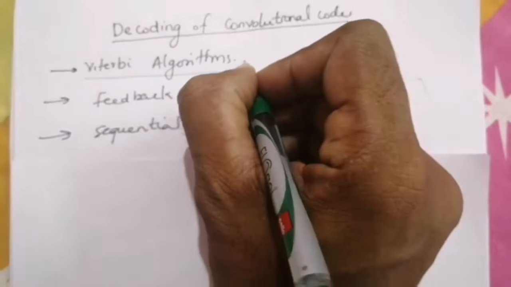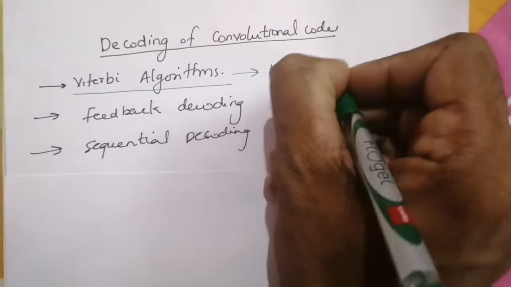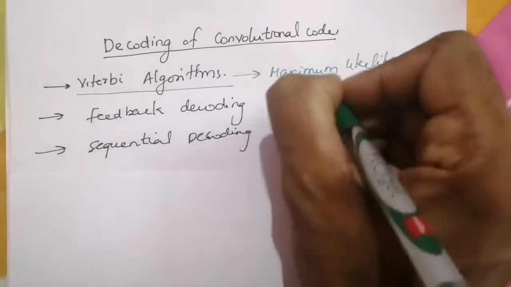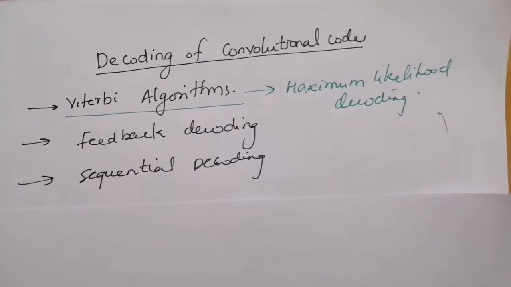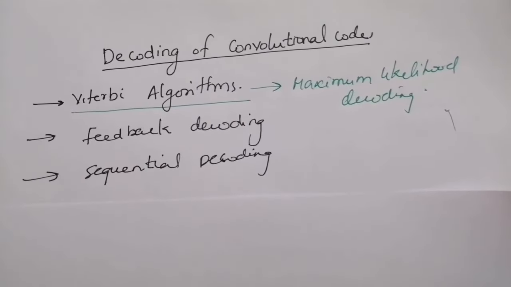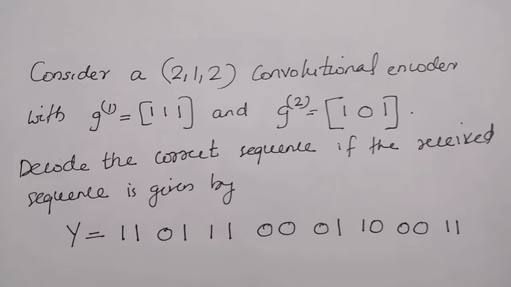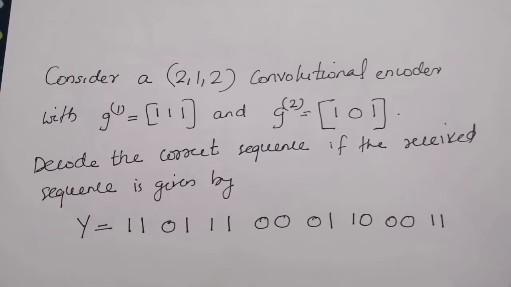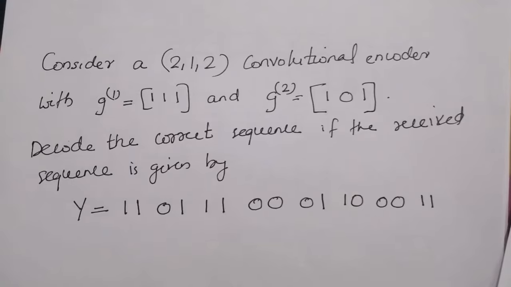This Viterbi algorithm is based on maximum likelihood decoding. For studying the decoding of convolutional code using the Viterbi algorithm, we will consider an example. Consider a 2-1-2 convolution encoder with G1 = 111 and G2 = 101. Decode the correct sequence if the received sequence is given by Y.